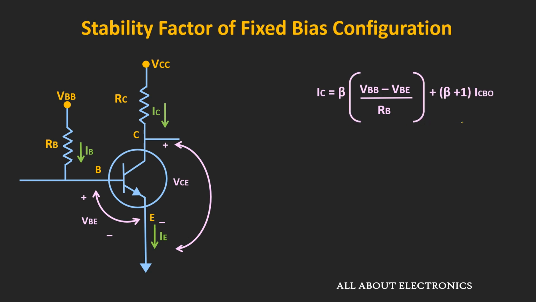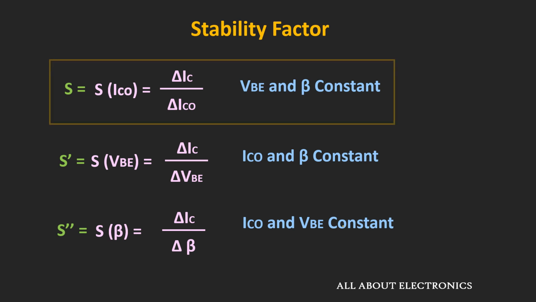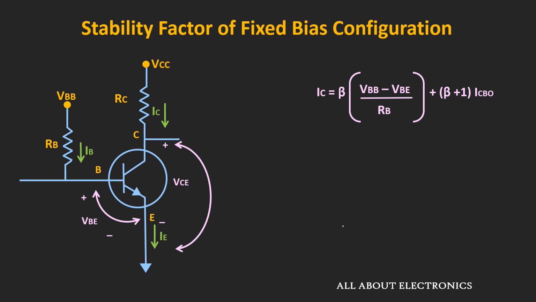So this is the expression of the collector current in terms of the beta, the VBE and the ICBO. First of all, now let us find out the stability factor S for the fixed bias configuration. The stability factor S can be given as del IC divided by del ICBO. And here we are assuming that voltage VBE and the beta are fixed. Now in this expression, the voltage VBB and RB are already fixed, and we are also assuming that voltage VBE and the beta are fixed.